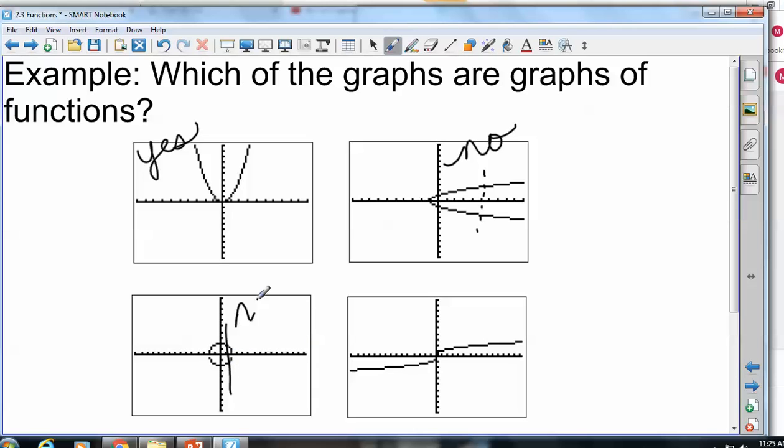What about the third one? No, you can hit it more than once. This one? It's a little misleading. It doesn't actually become vertical there. It's just slowly increasing. So would this one be a function? Yes. It's just a little hard to tell from that graph.